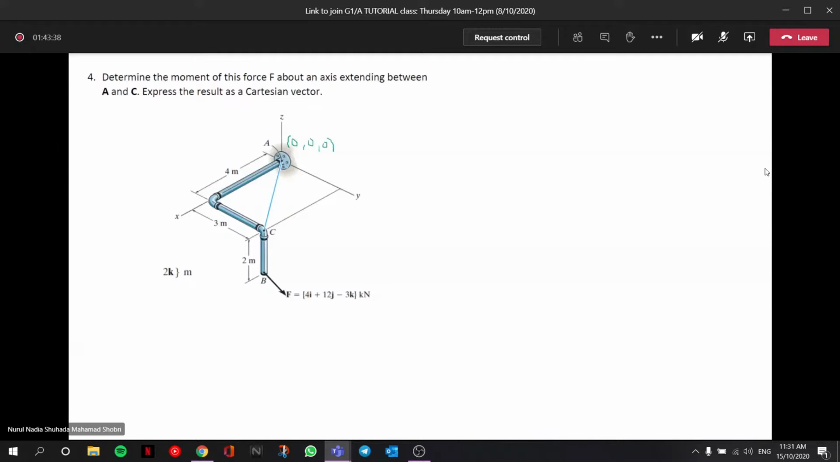So for question number 4, it wants us to find the moment of this force. So we are using the same formula. Vector M equal to... this is actually because this is the moment of this force about an axis. Previously, the moment of the force was about a point, but this one is about an axis extending between A and C. So we are using a different formula.